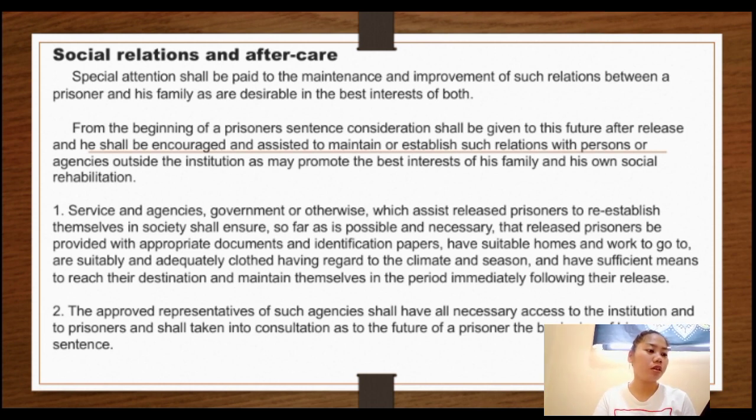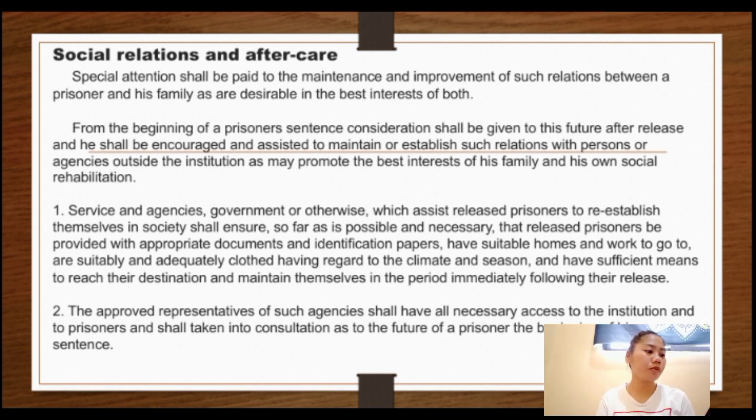Social relations and aftercare. Special attention shall be paid to the maintenance and improvement of such relations between a prisoner and his family as are desirable in the best interest of both. From the beginning of a prisoner's sentence, consideration shall be given to his future after release and he shall be encouraged and assisted to maintain or establish such relation with persons or agencies outside the institution as may promote the best interest of his family and his own social rehabilitation. Sa sulod sa prisuhan naay special attention, especially sa ilang family, naay time nga mag-istorya, mag-communicate sa ilang family.